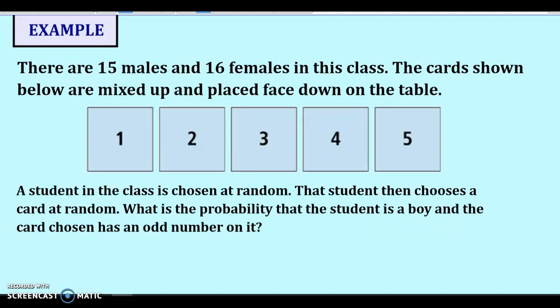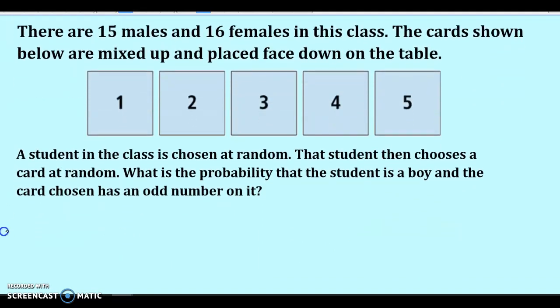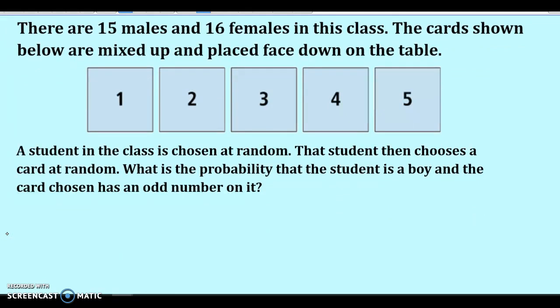Here is the final example that we are going to do. There are 15 males and 16 females in this class. The cards shown below are mixed and placed down. A student in the class is chosen at random. The student chooses a card at random. What is the probability that the student is a boy and that he chooses an odd number?